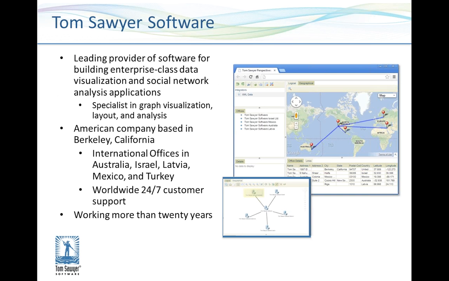Tom Sawyer Software has existed for about 20 years and has been doing graph visualization, layout, and analysis. That's the area we work in, and we think we are the best in this area. We're an international company. Our main office is in Berkeley, and we have another 4 offices abroad, which allow us to provide 24/7 customer support. We work with hundreds of companies, provide very good support, and continue to invest in the product.